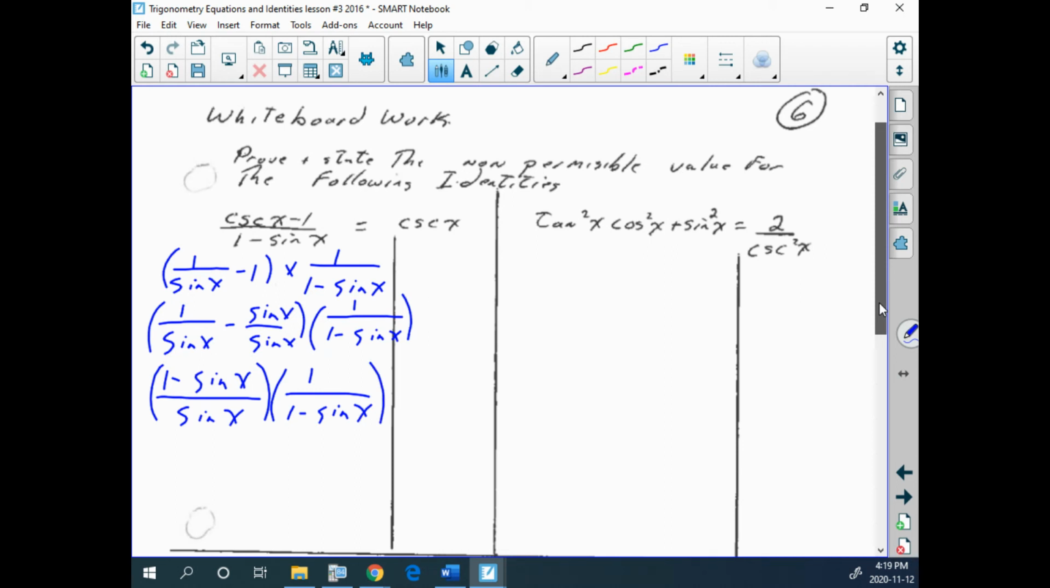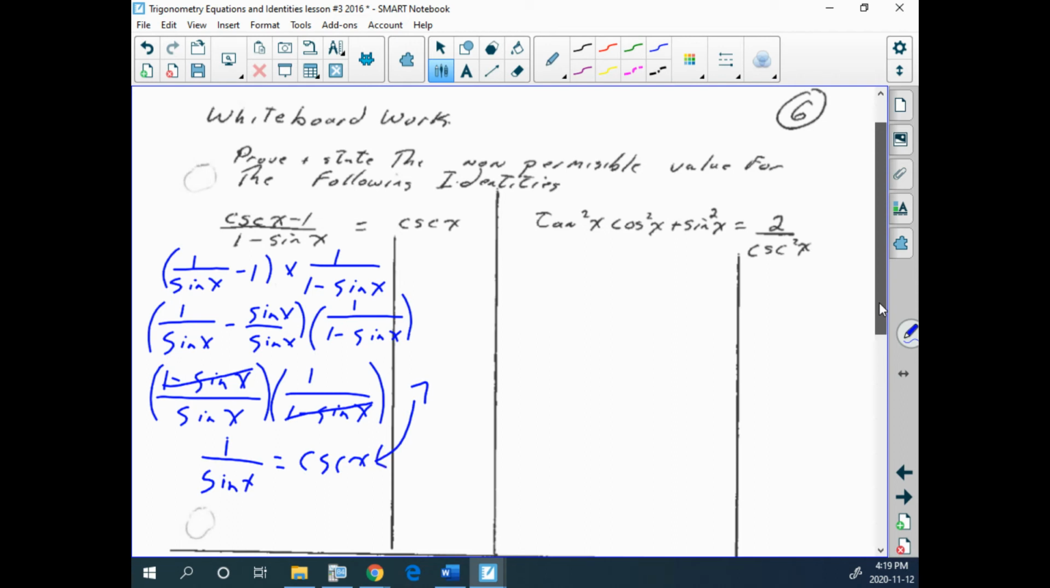Writing it over 1 denominator. Now you can see that you have this and this. Leaves us with 1 over sine x. Those can cross off because they're the same. 1 over sine x is cosecant x.